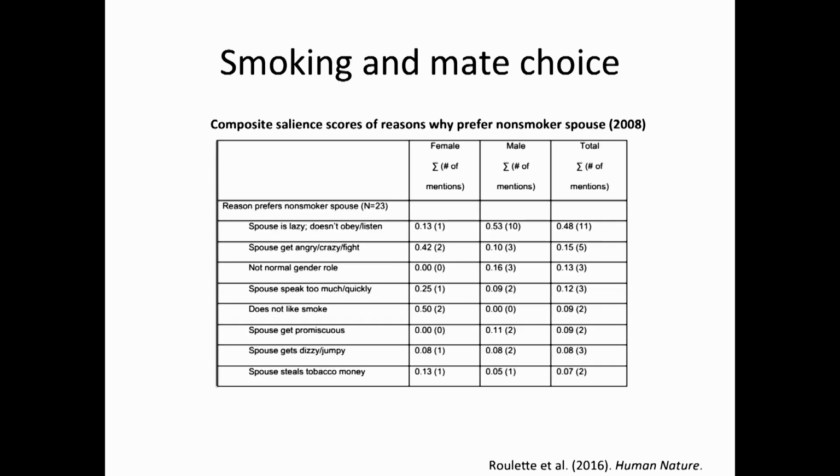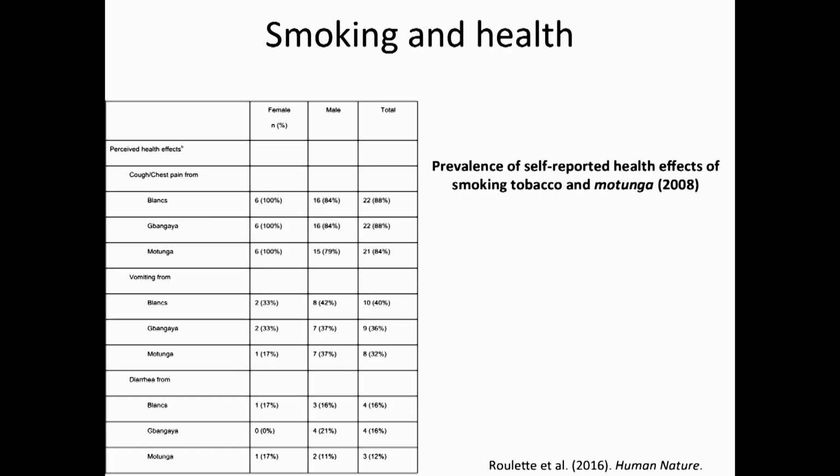So these are reasons why they don't. This includes both males and females, but things like my spouse is lazy, they don't obey or listen, they get angry, crazy, fight, not their normal gender role, they speak too much, speak too quickly, don't like smoke, gets promiscuous, etc. Okay, so that suggests that there's a lot of these positive values placed on tobacco in this population.